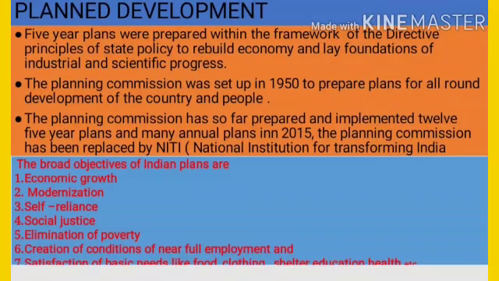Next is planned development. Five-year plans were prepared within the framework of the directive principles of state policy to rebuild the economy and lay the foundation of industrial and scientific progress. So the Planning Commission was set up in 1950 to prepare plans for all-round development of the country and people. The Planning Commission has so far prepared and implemented 12 five-year plans and many annual plans. In 2015, the Planning Commission was replaced by Niti Aayog, that is National Institution for Transforming India Aayog.